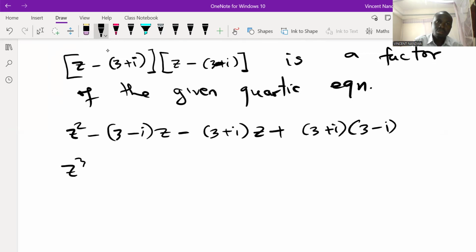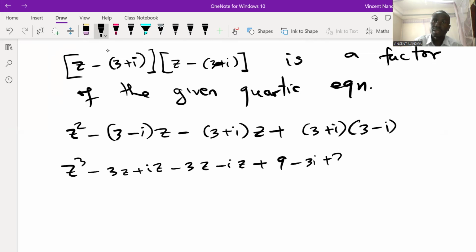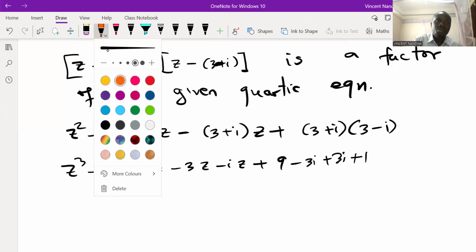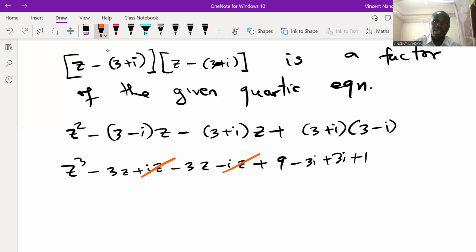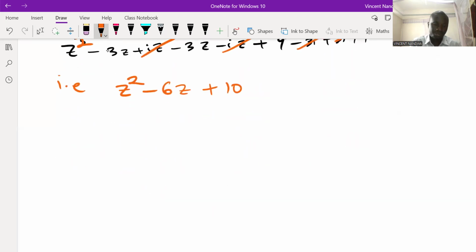So this is the same as z squared minus 3z plus iz minus 3z minus iz, plus 3 times 3 is 9, 3 times minus i is minus 3i, i times 3 is plus 3i, plus, minus times minus is plus, but i squared is minus 1, so it'll be plus. So this and this cancel out, this and this cancel out. Remember, this is square, not cube. So z squared, minus 3 minus 3 is minus 6z, and then plus 9 plus 1 is 10. So z squared minus 6z plus 10 is a factor of the given quartic equation.